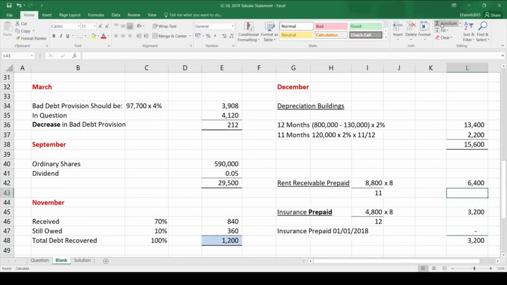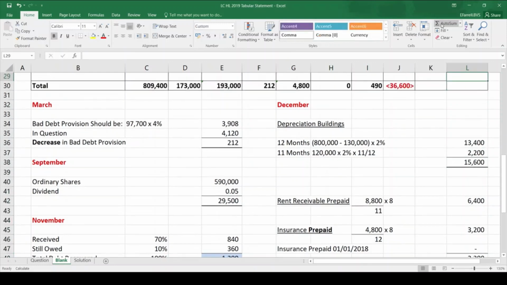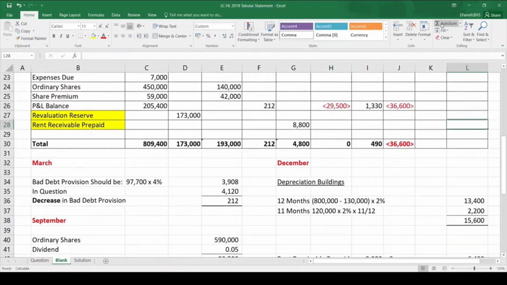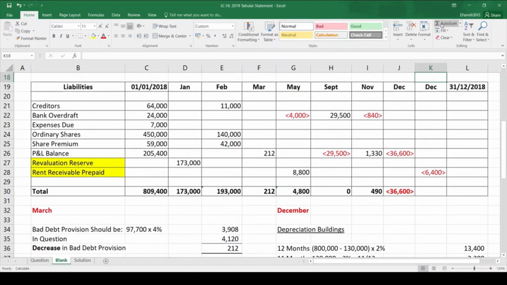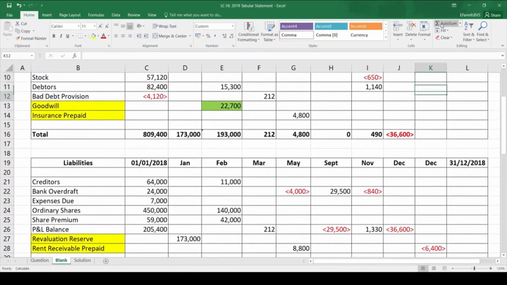So the rent receivable, 6,400, is going to go into rent receivable. Here's a minus because we put in the full amount of May. So we need to take out this year's, so 6,400. And that will leave us with the prepaid element of it at the end when we calculate the total. And for the insurance, prepaid is 3,200. So I go up to insurance prepaid. We put in the full amount of plus 4,800, so I need to take out this year's element, which we worked out to be 3,200. So that is going to be taken away.